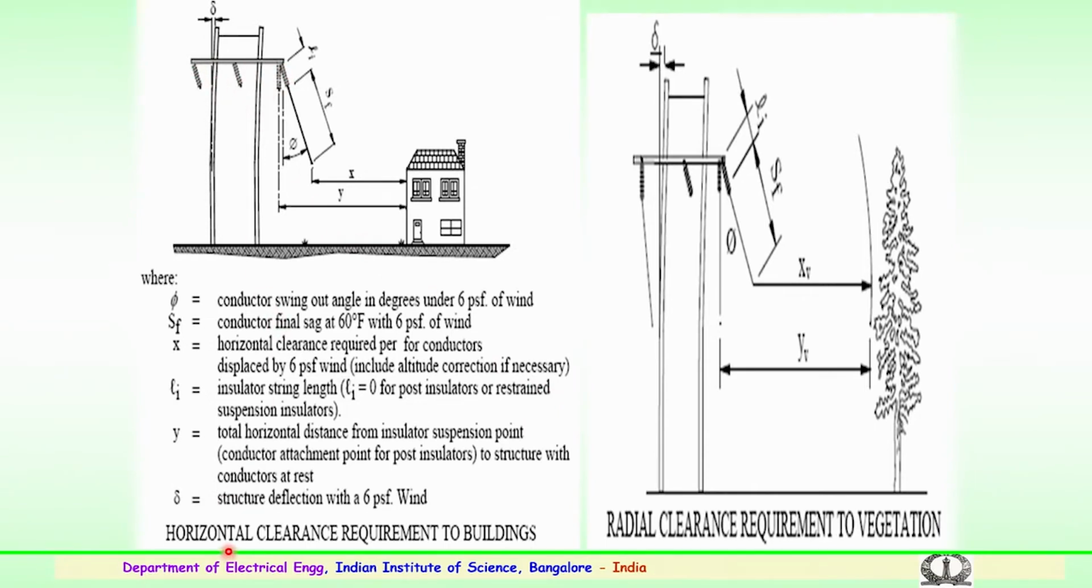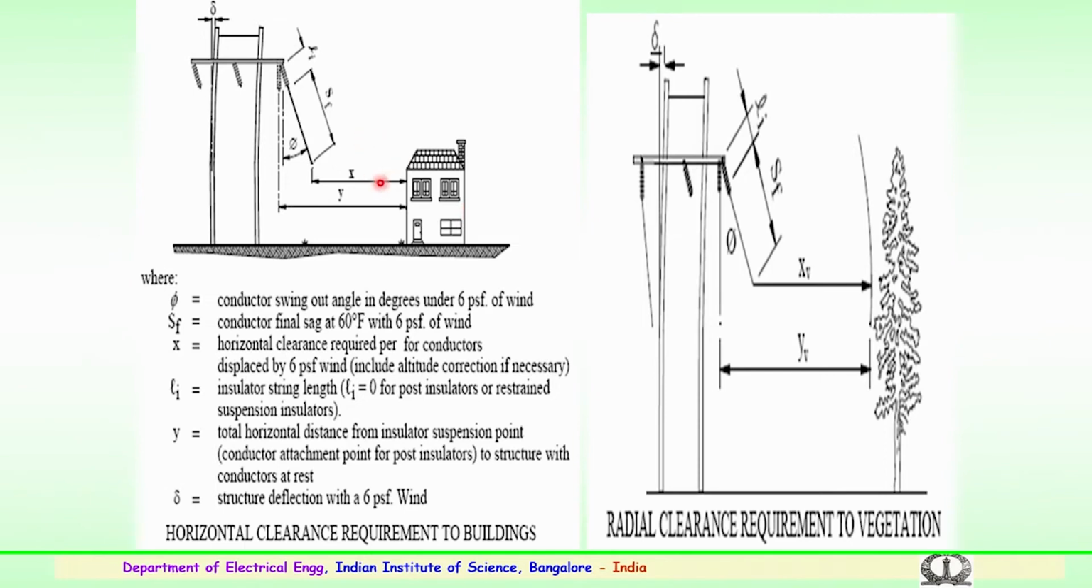So, a deviation in the structure could take place by a small angle delta. The delta is a structure deflection angle with reference to 6 pound per square feet of wind. These are the minimum horizontal clearance requirements to be made for buildings or the apartments which are constructed nearby the distribution or the transmission towers. These distances are clearly given in the international and Indian electricity rules.